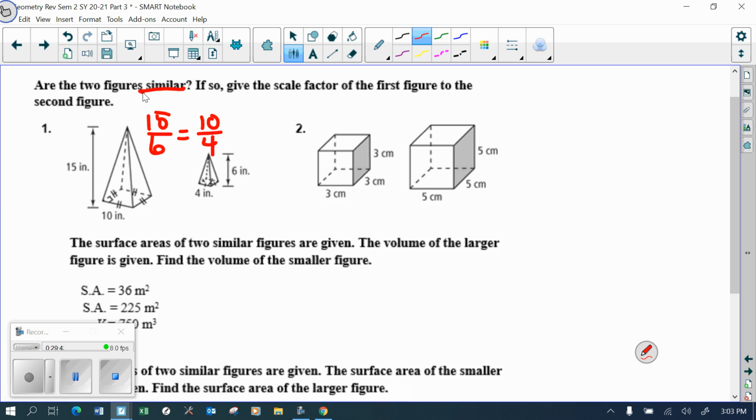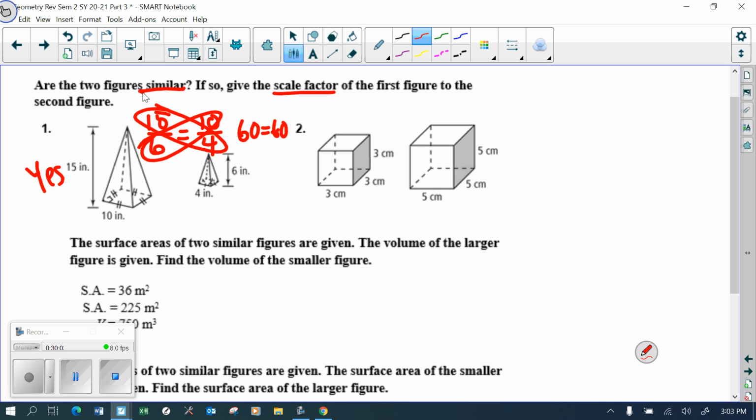They equal each other. I could either just reduce each side down or I could just cross multiply right away and I get 60 equals 60. So the answer is yes, they are similar. So yes for similar.